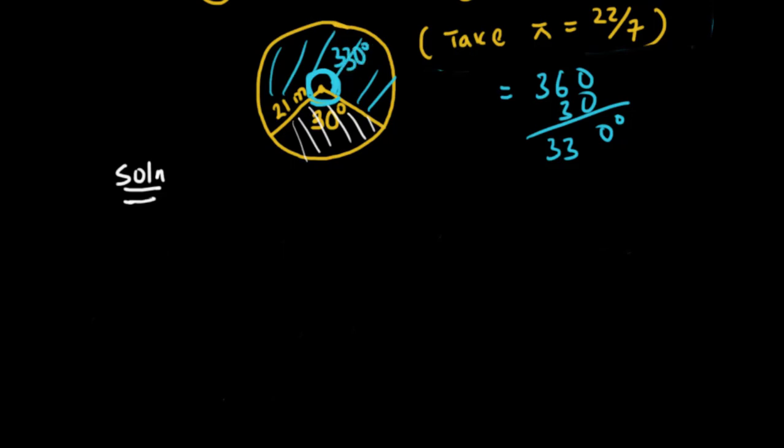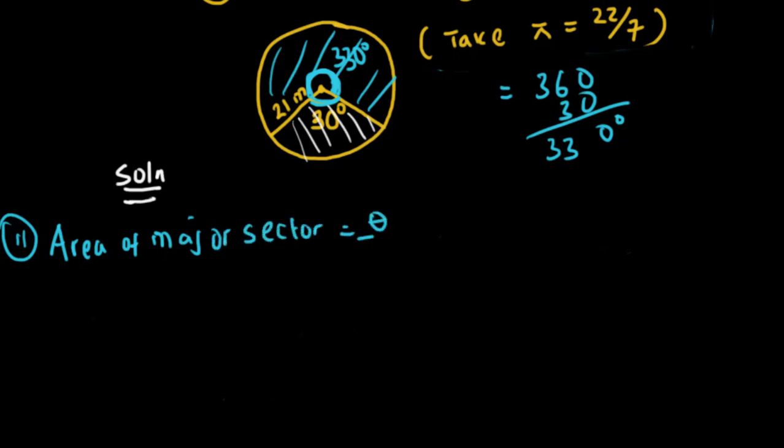Do you understand? So remember, the formula is still the same. Area of major sector, (ii), equals theta over 360 times pi r squared. Now in this case, our theta is 330 degrees.